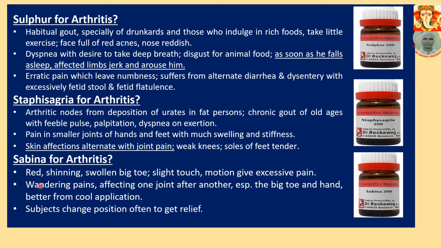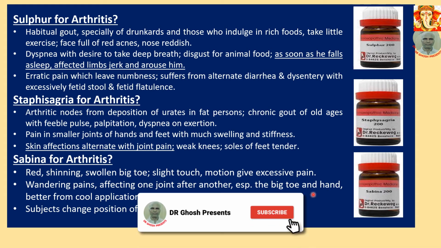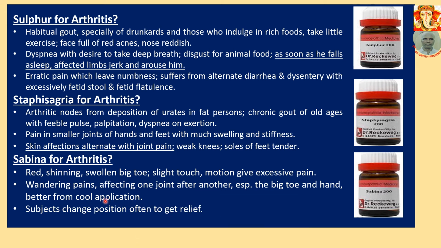Sabina for arthritis, red, shining, swollen big toe. Slight touch or motion gives excessive pain. Wandering pains, affecting one joint after another. That is the arthritis moving from joint to joint, especially the big toe and hand. Better from cool application. You apply water, you feel better. This is a very strange symptom and it is very often seen in many places. You have to note these things. Subjects change position often to get relief.